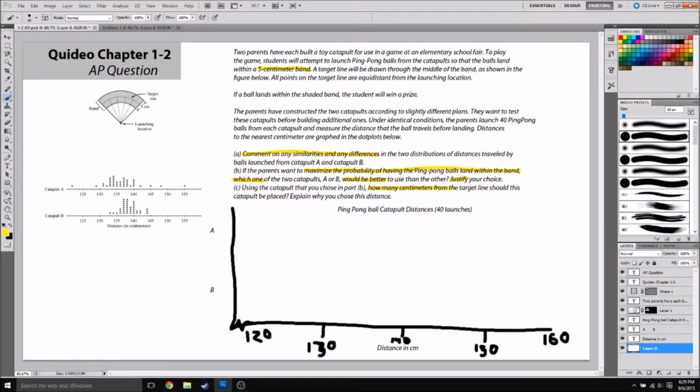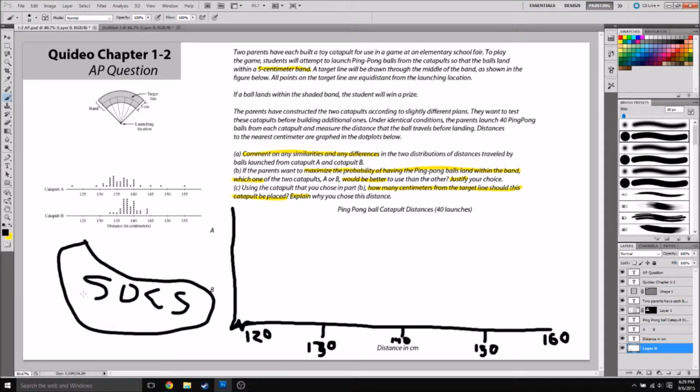Using the catapult that you chose in part B, how many centimeters from the target should this catapult be placed, and explain. Alright, starting off, we have to comment on any similarities and differences. So we need to find our SOCS of this graph.